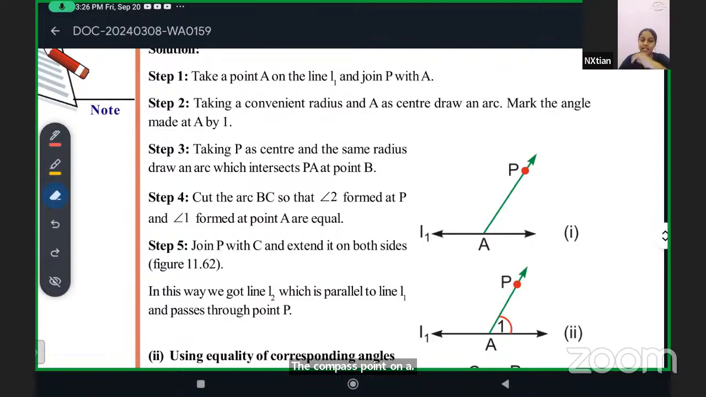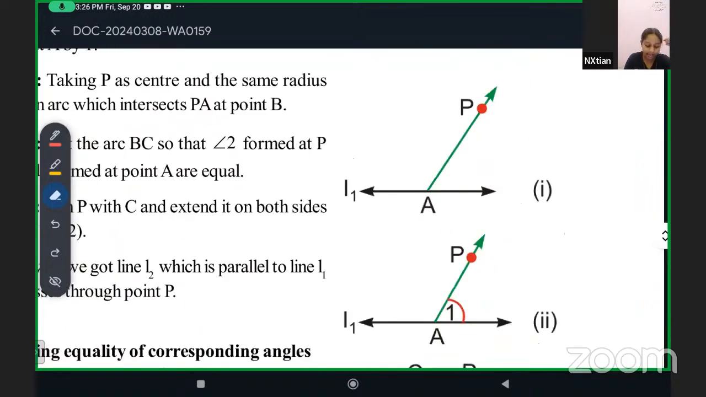And then draw an arc like this. Also, please join A and P. Please join point A, that is this one that you marked, and point P on the top. Please join them. Yes, ma'am. So I have to join A and P. Yes, join A and P.